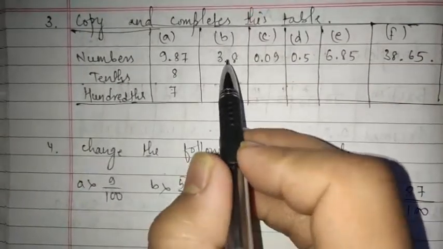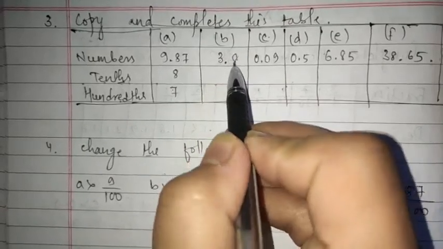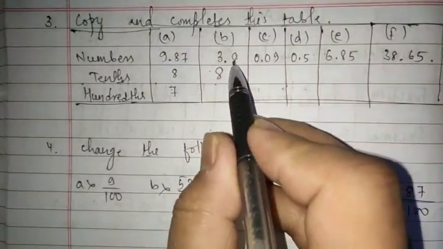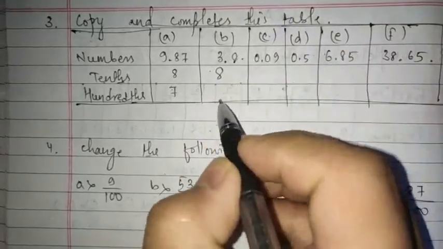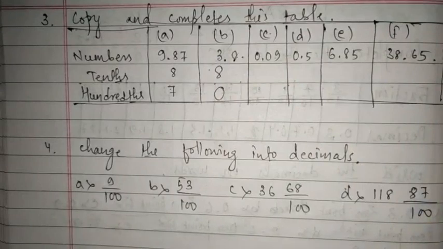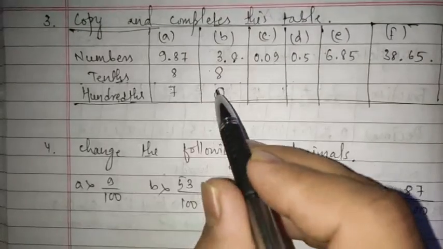So what is the tenths form of 3.8? The tenths position is 8, so you are going to write 8 here. What is the hundredths position here? After the tenths, there is no number, so you'll write 0. You may put 0 because when no number exists there, it means 0, which will not make a big difference. So you can put 0.